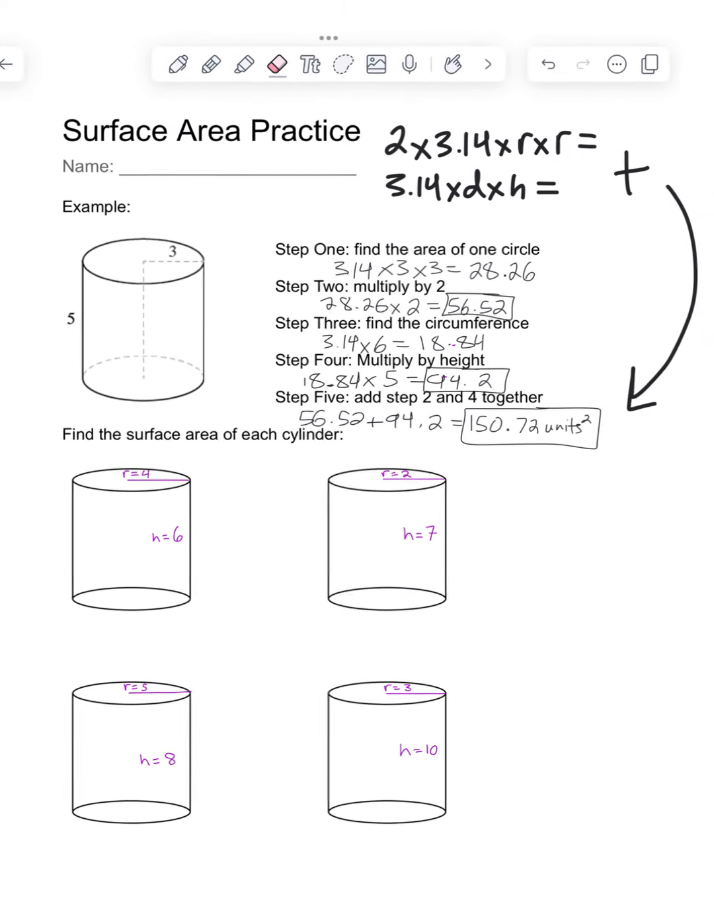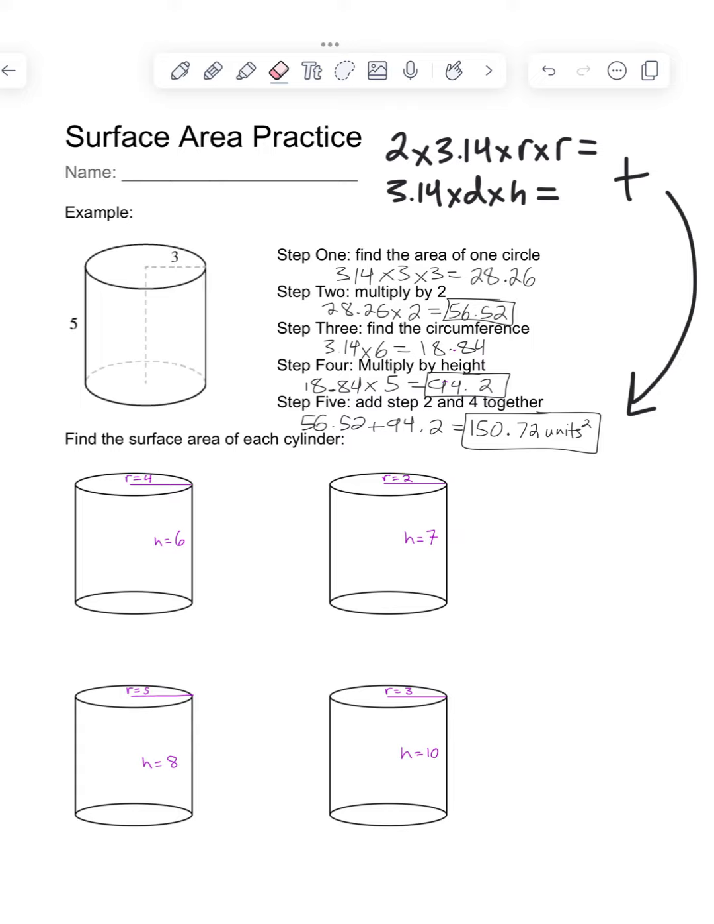All right, your job today is to find the surface area of these 4 cylinders. Please show all your work and submit it to Canvas.